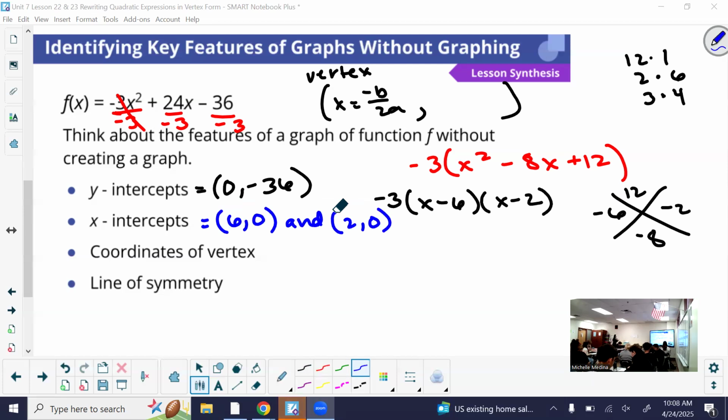Okay, because to make this parentheses 0, we have to do 6 minus 6. To make this one 0, we have to do 2 minus 2. So it's always those numbers, but opposite sign. All right, so far this is what we have: y-intercepts, x-intercepts. The coordinates of the vertex. Let's actually start with line of symmetry, because that should have been what you used to help you find your vertex. Table 5, do we have the line of symmetry?